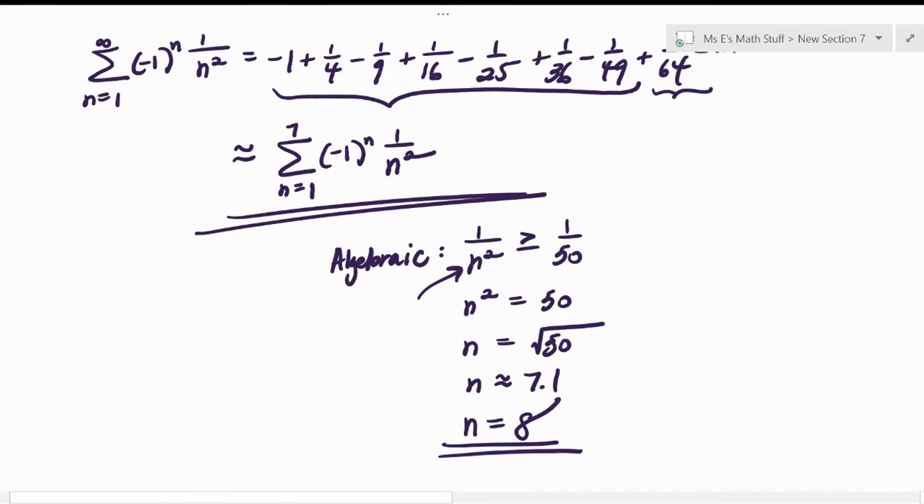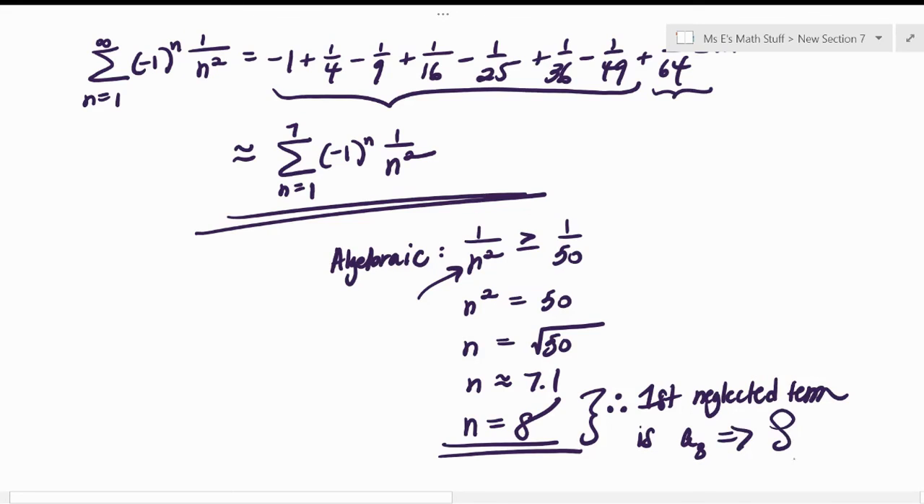But you'd have to keep in mind that this would be the number of your first neglected term. So therefore, your first neglected term is a sub 8. That would mean that you'd need to do a 7th partial sum, which would lead you to what we figured out with "if in doubt, expand it out" as well. There you go.